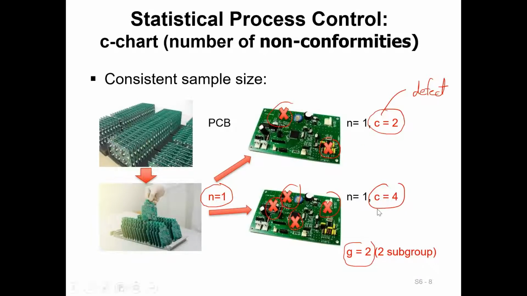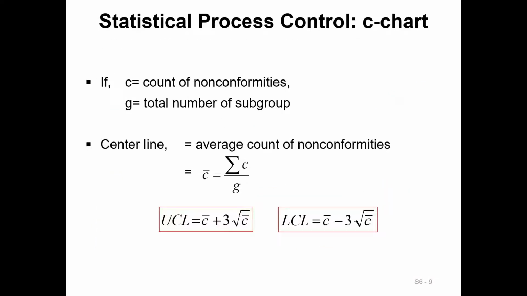Okay, so that is the scenario, those are the conditions, the setting in which you should use the C-chart. If that's the case, then the next thing is you need to develop the center line and the control limits. The formulas for the center line, upper control limit, and lower control limit for the C-chart are very straightforward.